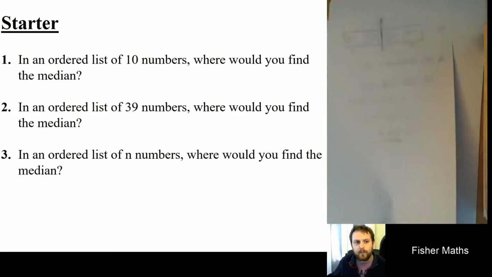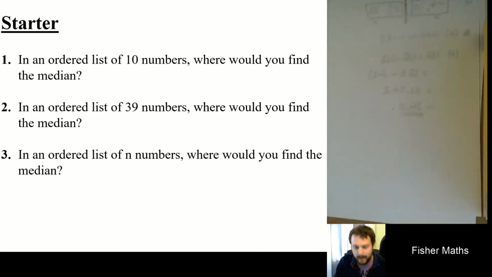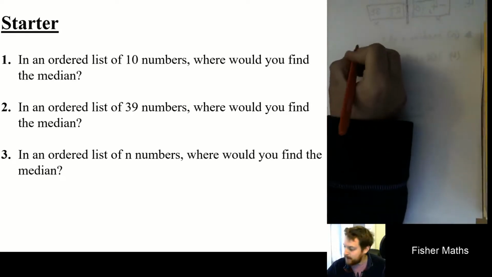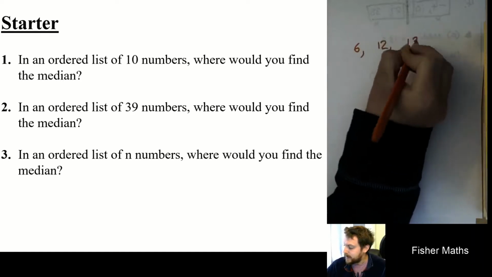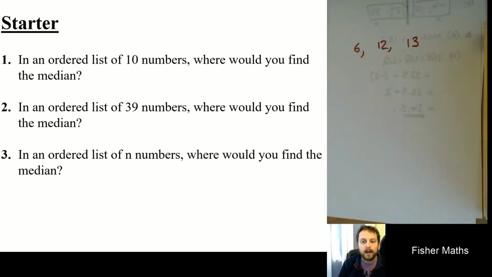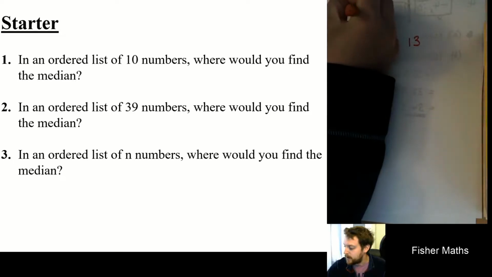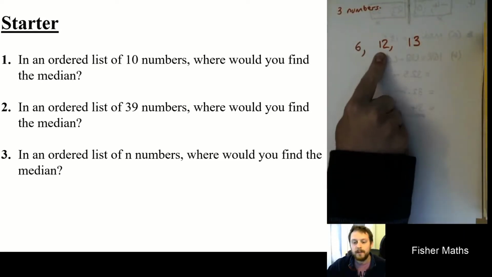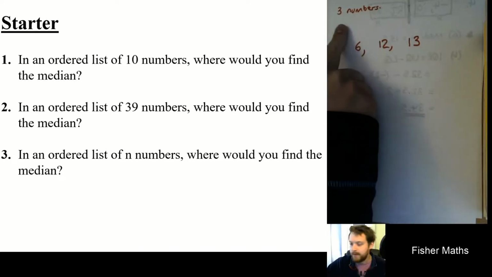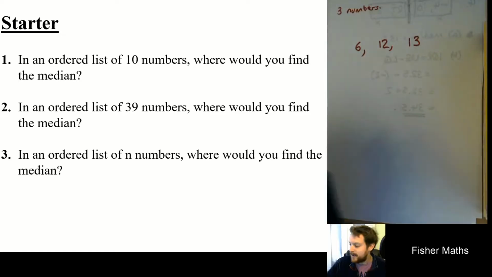So for example, let's just do it with 3 numbers. Imagine my 3 numbers are 6, 12, and 13. It doesn't actually matter what the numbers are. This is just with 3 numbers. If I said, whereabouts do you need to go to find the median? The answer is, it's the 2nd number. So for 3 numbers, the median is the 2nd number.